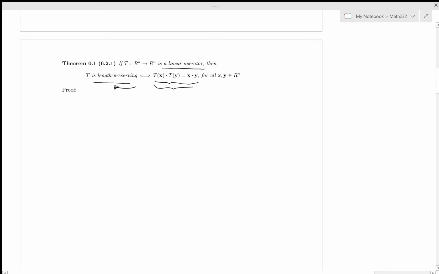Okay, so this is one of those if and only if proofs. It works both ways. We can maybe recall what length preserving is from the previous slide. Length preserving means that the norm of T of x is equal to the norm of x, for all x in Rn.